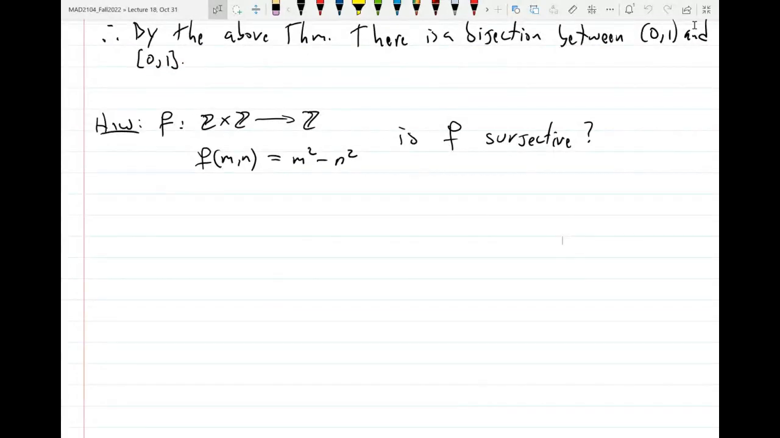No. So again, being surjective means that the entire codomain is covered by the function. In other words, every integer comes from a pair of numbers like this. In other words, every integer can be written in this form as a difference of two perfect squares. That's what being surjective means in this particular case. So my question to you is, do you think this is a reasonable claim? Do you think every integer can definitely be written as a difference of two perfect squares?